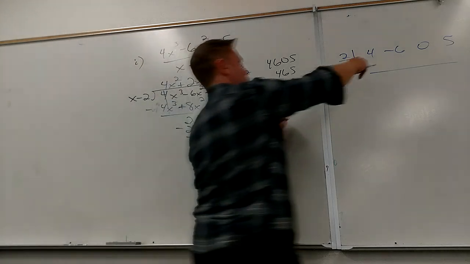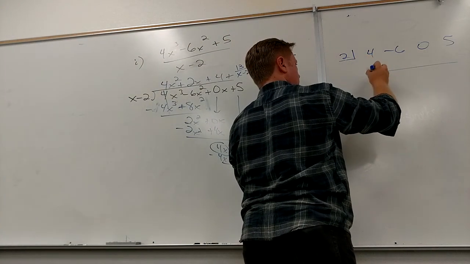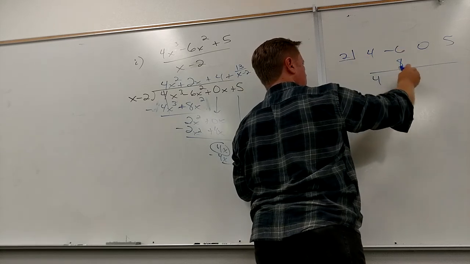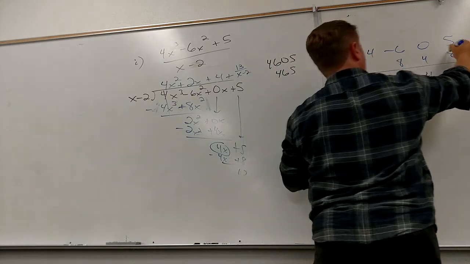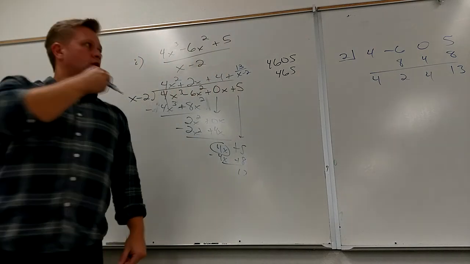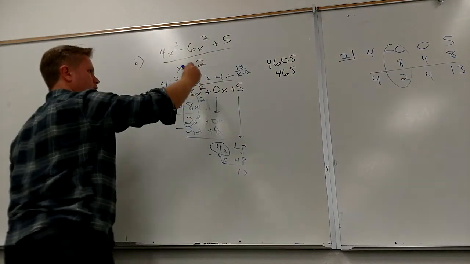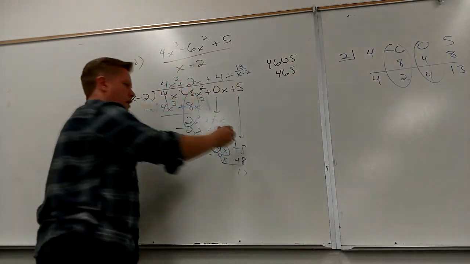And then you bring the 4 down. 2 times 4 is 8. Add. Multiply. Add. Multiply. Add. Negative 6 plus 8 is 2. 0 plus 4 is 4. 5.